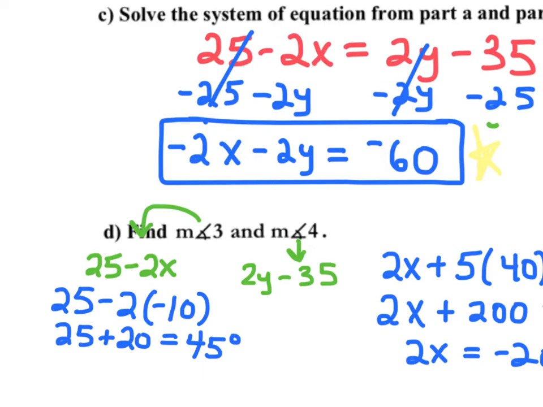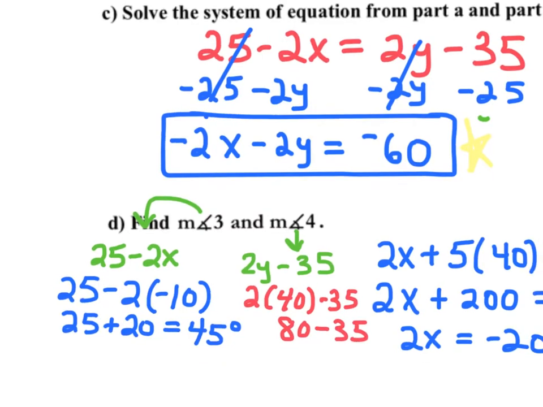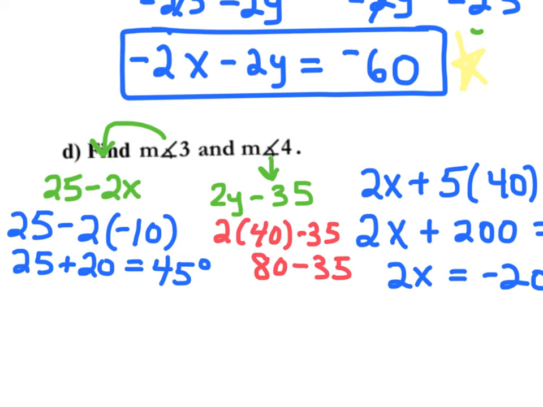Now for y, I'm going to plug in 2 times y, which is 40, minus 35. It's going to give me 80 minus 35. And 80 minus 35 just so happens to be 45. It's nice that they're both the same measure because we know they have to be since they are vertical angles. It's a good way to check our work. All right, so that's that problem. Let's go on to the next.